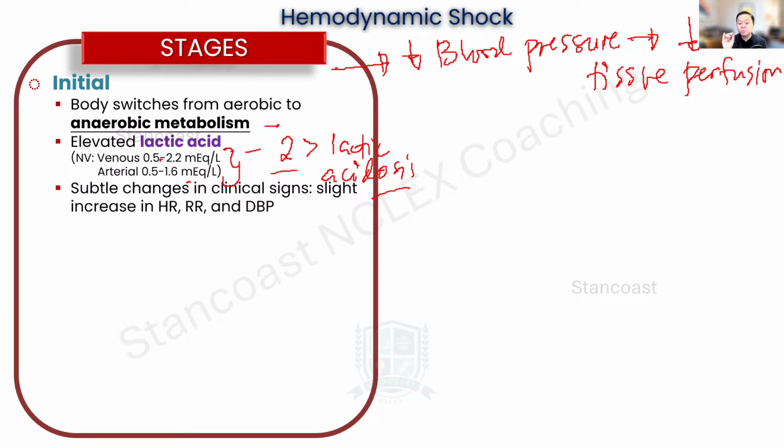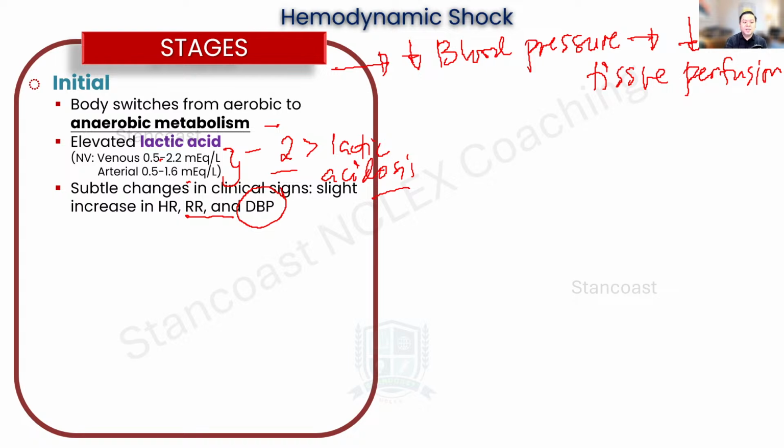There are going to be changes that can be seen in our patient. There will be an increase in the heart rate, the respiratory rate, and also the diastolic blood pressure. This is going to occur during the initial stage. Subtle changes, slight increases in the heart rate, the respiratory rate, and the diastolic blood pressure. Please take note, I'm talking about the diastolic pressure. This is a normal compensatory mechanism of the body in response to that first stage of shock.